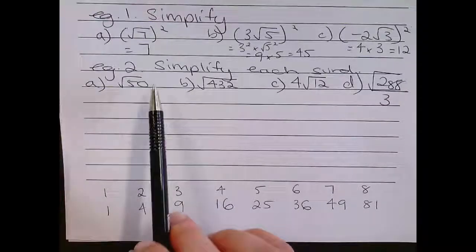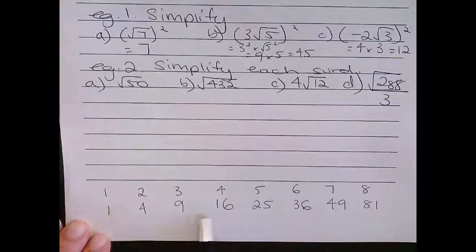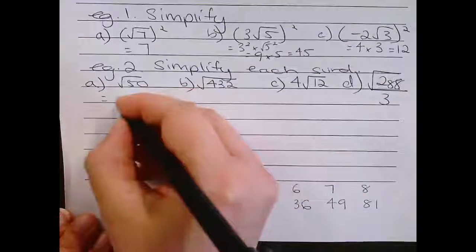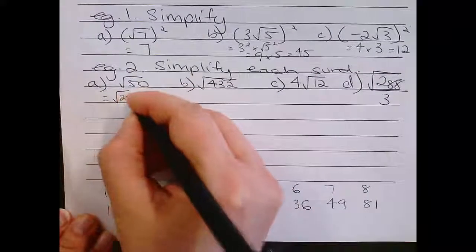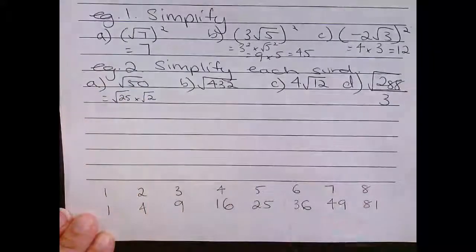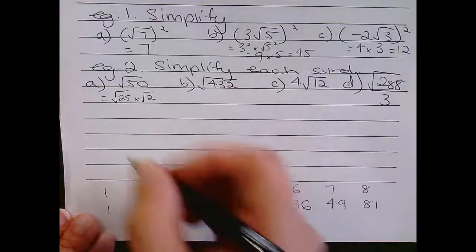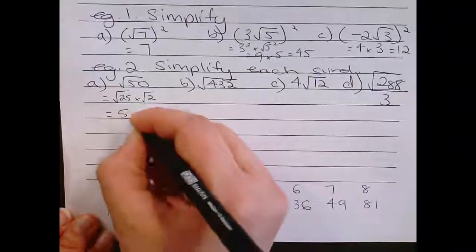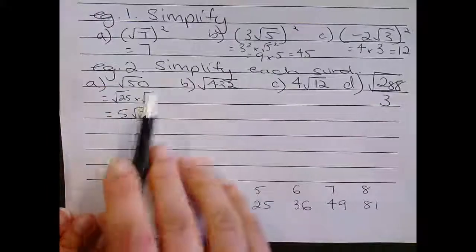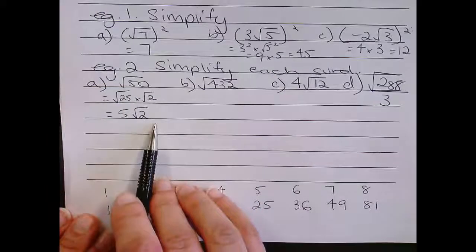So for the square root of 50, do any of these squares go into 50? Or what's the biggest square that goes into 50? 25 goes into 50, so I can write the square root of 50 as square root 25 times the square root of 2. What is the square root of 25? Well, it's 5. So simplifying the square root of 50, I can write that as 5 root 2.